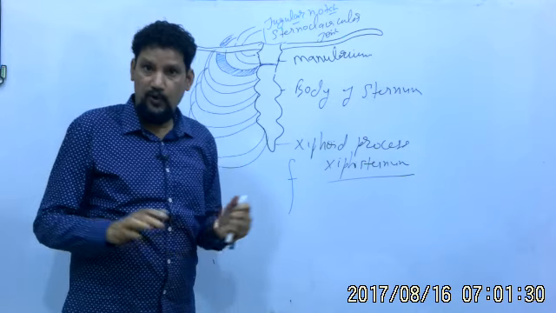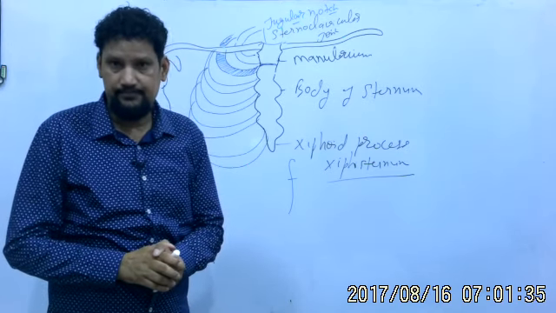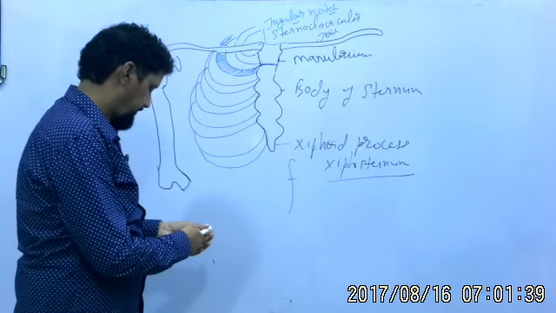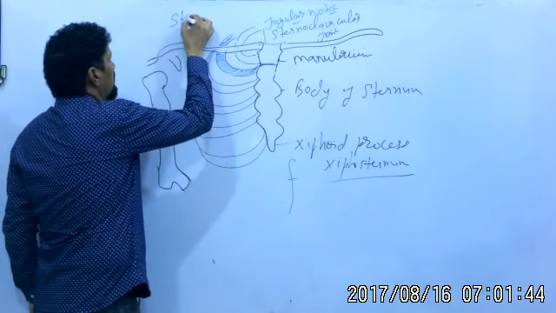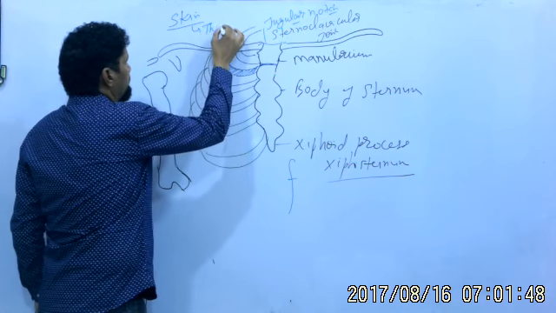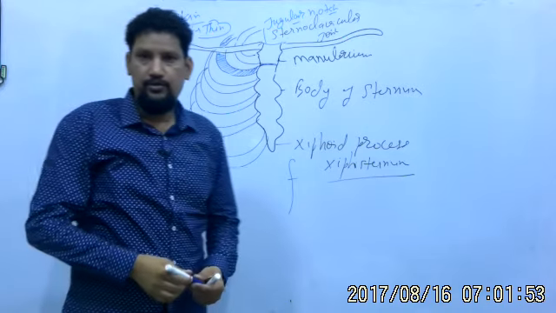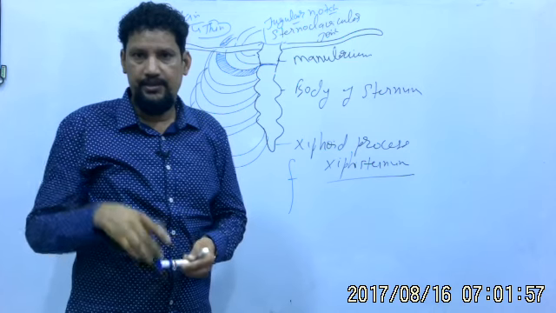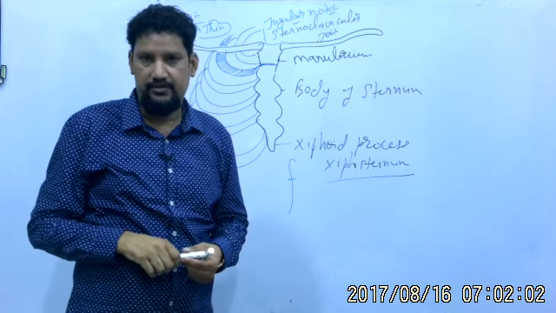Now, before moving on to the deep structures and the muscles, when we see the skin of the pectoral region, the skin is thin in comparison to the skin of the posterior surface of the body. This surface is the flexor surface, the back is the extensor surface.